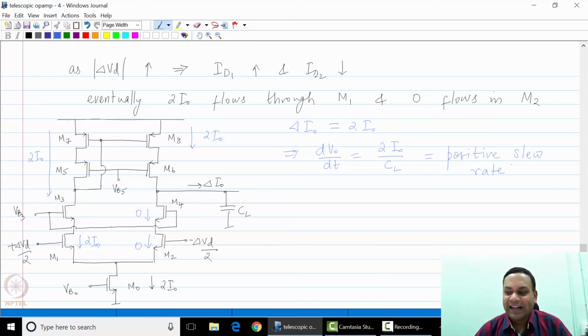Now you can apply a negative step to the op-amp, and in that case M1, M3, M5 and M7 are cut off, and so are M6 and M8, and M2 and M4 carry the full current of 2I0 and discharge the load capacitance. So it turns out that this is also equal to the negative slew rate of the op-amp. So the positive slew rate is equal to the negative slew rate for the telescopic op-amp also.